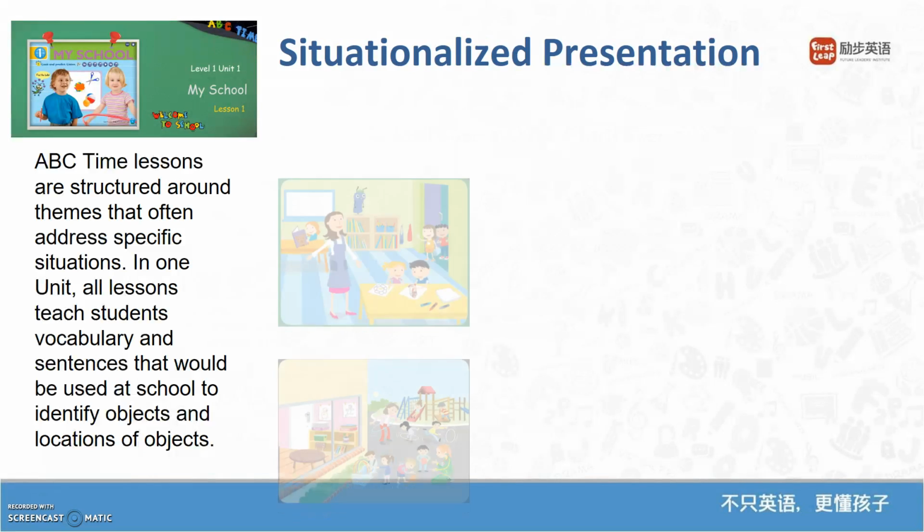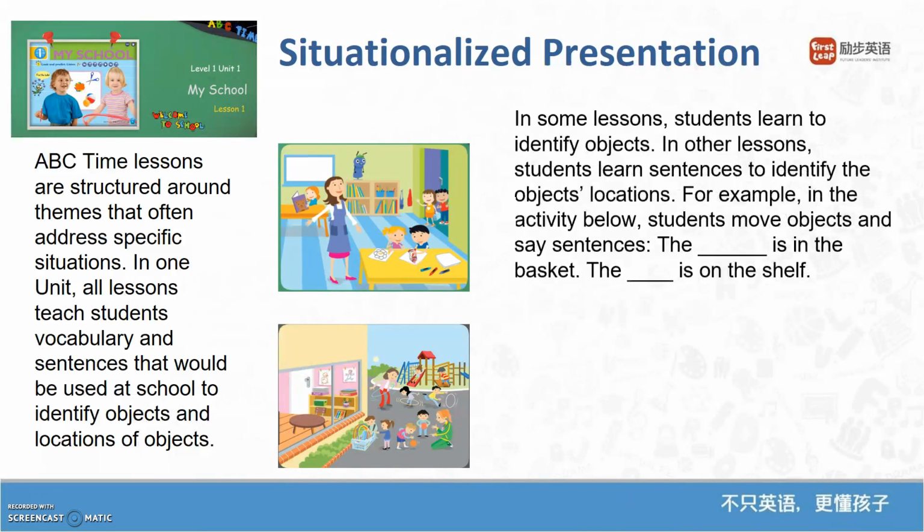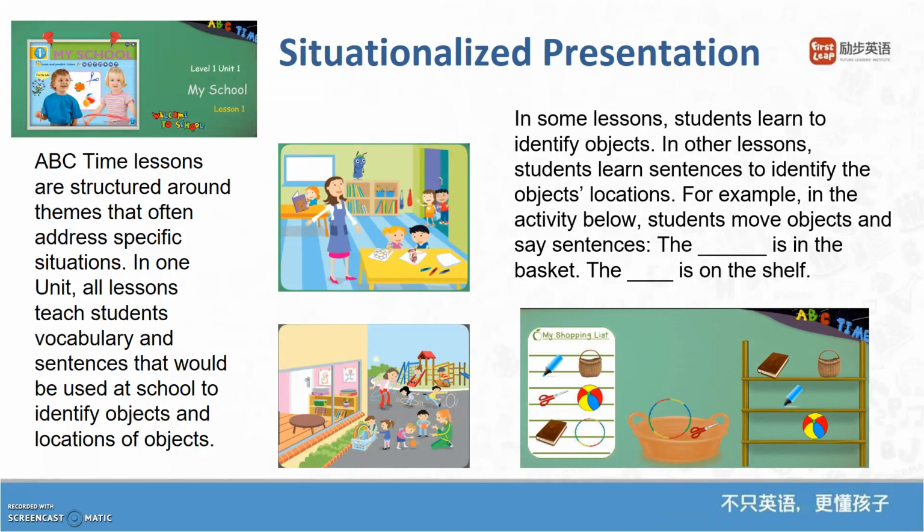That's the situation. The teacher presents the vocabulary and students practice using it by identifying pictures after the teacher repeats vocabulary words. Students also learn sentence structures useful in the situation, such as the ability to say where objects are located. So in this lesson, students are taught the sentence structures: the such and such, the scissors are in the basket, or the hoop is in the basket, and the book is on the shelf.